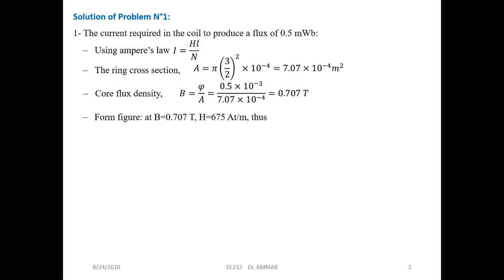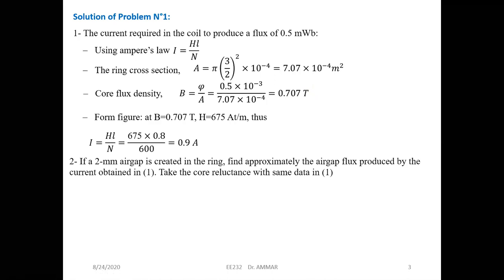From the figure, after finding B, H is the value corresponding to B, 0.707, which is 675 ampere-turns per meter. So now the required current to achieve a flux of 0.5 milliweber is H, 675, times 0.8, which is the length, the mean circumference of the ring, over N, the number of turns, and the required current is 0.9. This is concerning the first question.